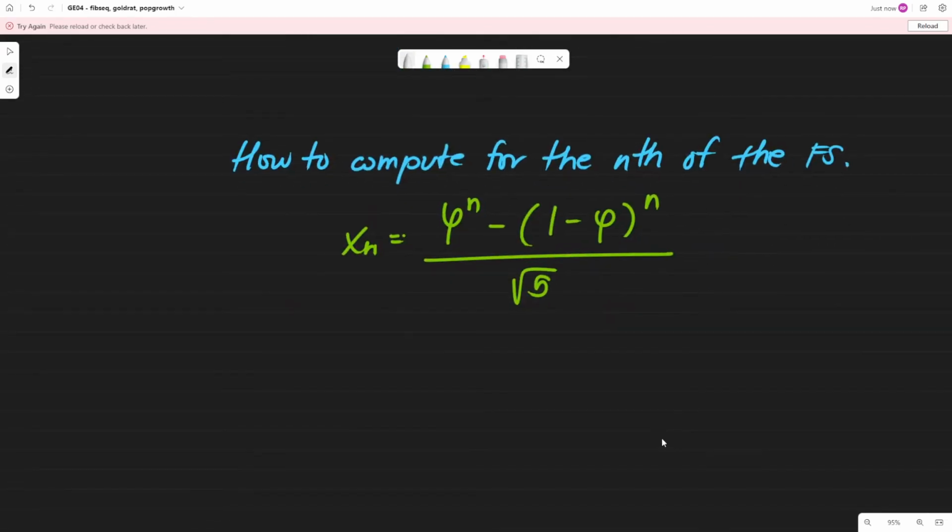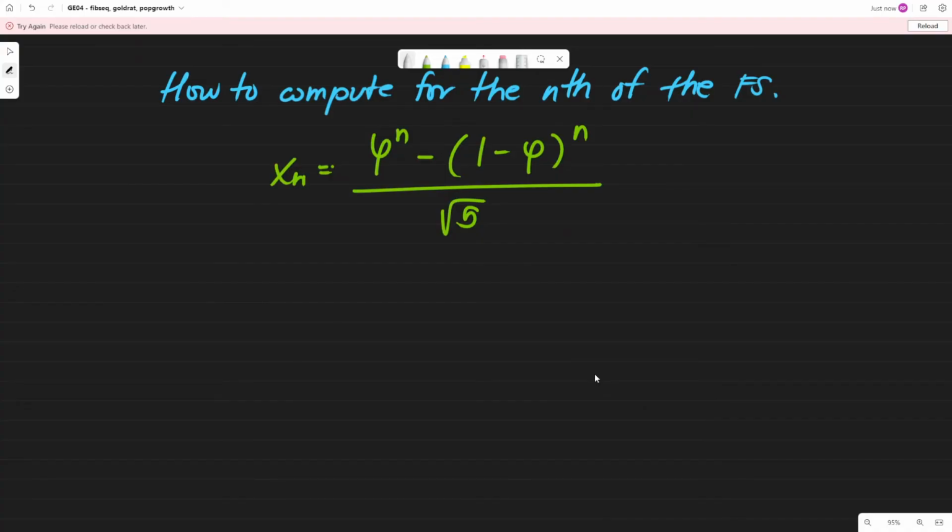And how are we going to compute for the nth term of the Fibonacci sequence? Kasi actually, it is quite tedious to compute the terms of the Fibonacci sequence nang mano-mano. Yung isa-isa natin i-add, no? Kapag sobrang laki na ng numbers, that is actually quite a headache. So instead, we can use the golden ratio to compute for the nth term of the Fibonacci sequence. So that is x sub n is equal to c raised to n minus the quantity of 1 minus c raised to n, all over square root of 5.